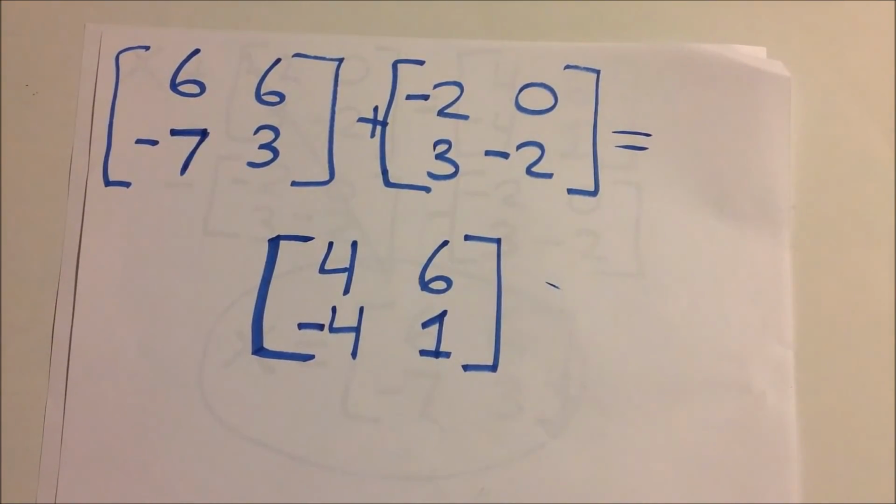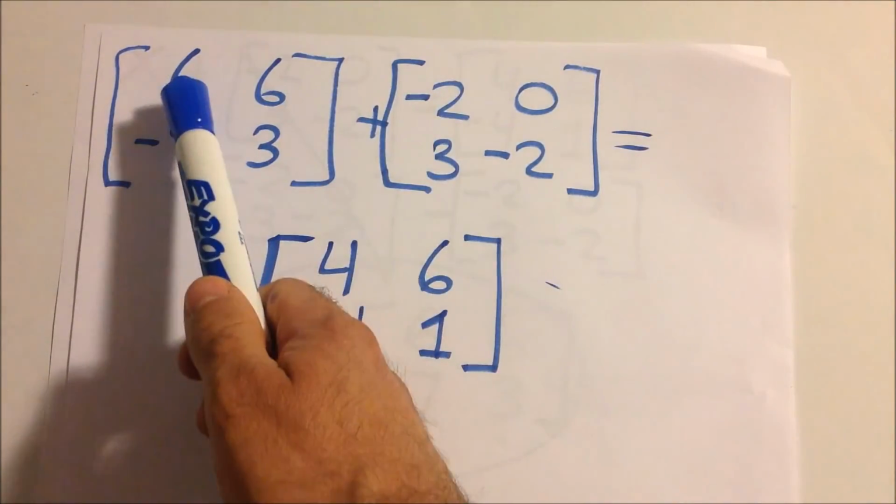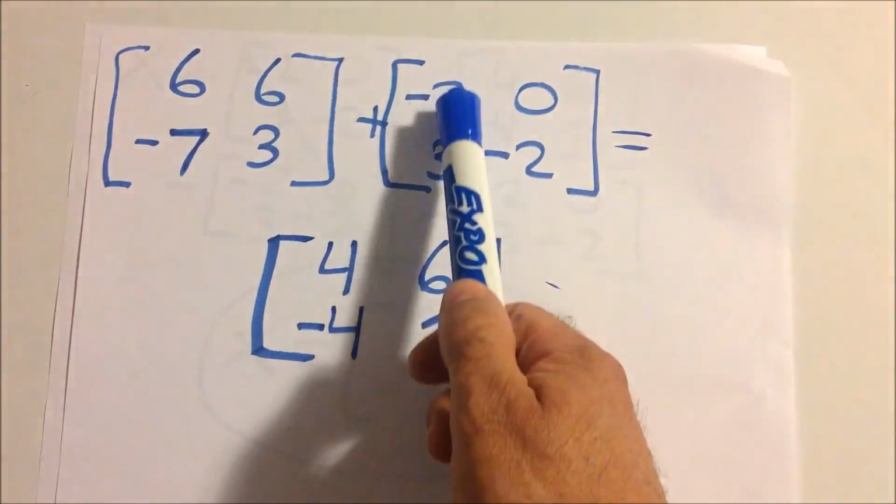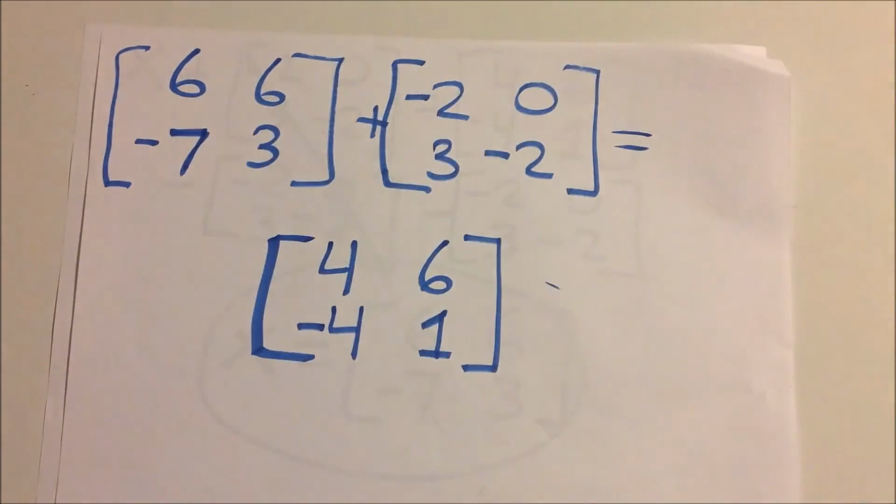So again, when we add or subtract matrices, make sure that they have the same dimension, and make sure that you add or subtract the corresponding element with the corresponding element in the other matrix. So the next video we'll do is multiplying.